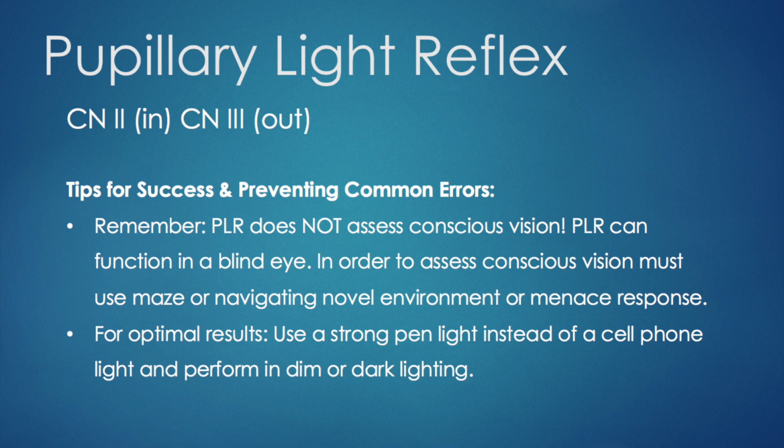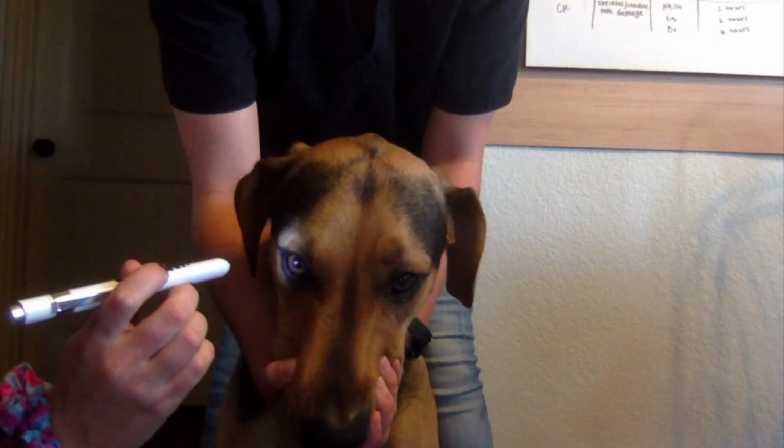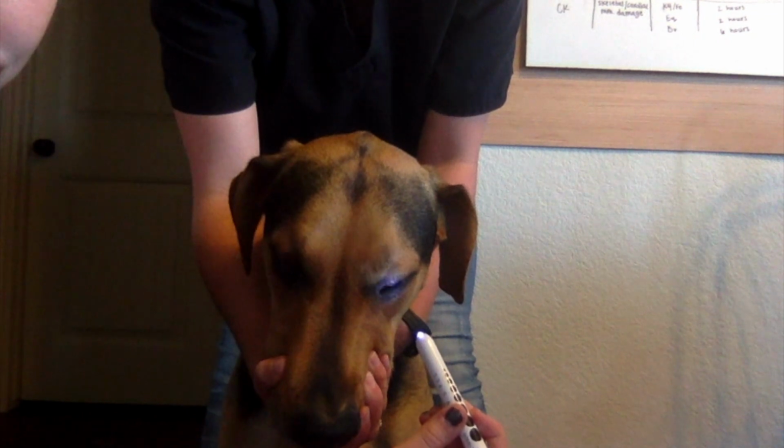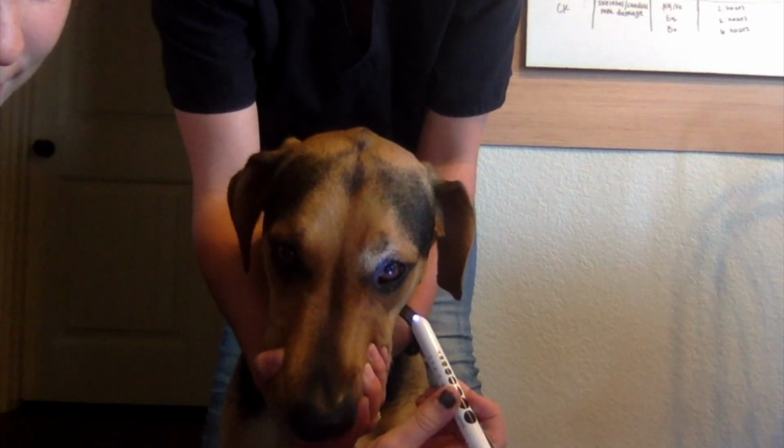For optimal results, use a strong pin light instead of a cell phone. Also, perform this in a dim to darkly lit room. You don't want the response to already be elicited in a very bright room. Let's watch this again. Notice that when I move over to Toby's left eye, it is already constricted. This is the indirect response.